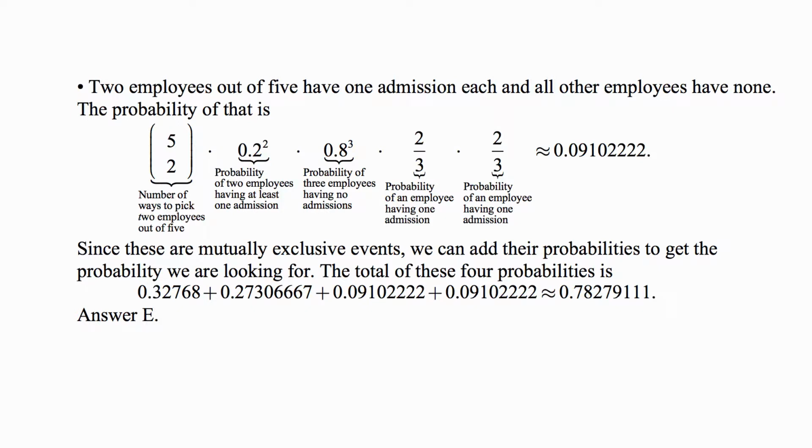And the last possibility is 2 employees out of 5 have one admission each and all other employees have none. The probability of that is 5 choose 2, the number of ways to pick 2 employees out of 5, times 0.2 squared, probability of 2 employees having at least one admission, times 0.8 cubed, probability of 3 employees having no admissions, times 2/3, probability of an employee having one admission, that's the first of the two, and then 2/3 multiplied by 2/3, probability of an employee having one admission, that's the second one of the two. You multiply this out and you get approximately 0.0910222.